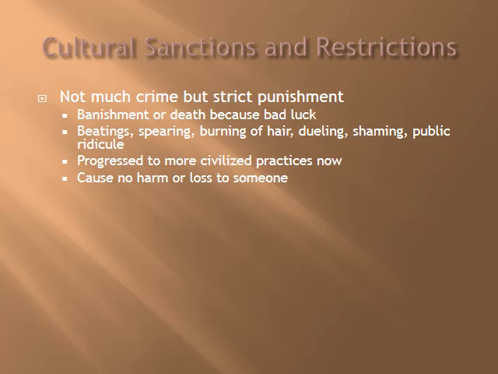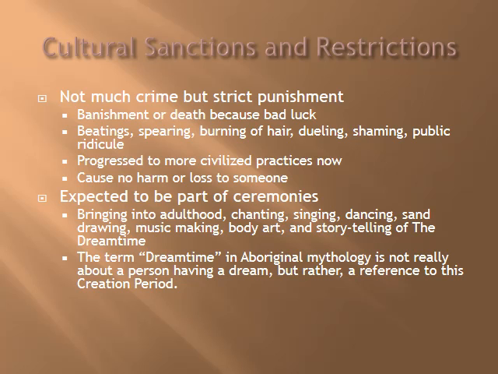People of the Aboriginal tribes do not commit many crimes. Punishment is strict and harsh. Doing wrong could result in banishment because it was thought to bring bad luck to the tribes, causing more death and famine. Sometimes they even killed the person who did wrong to bring back good luck. Less severe punishments are beatings, spearing, burning of hair, individual or collective dueling with spears or boomerangs, shaming or public ridicule. More peaceful resolutions are now being practiced.